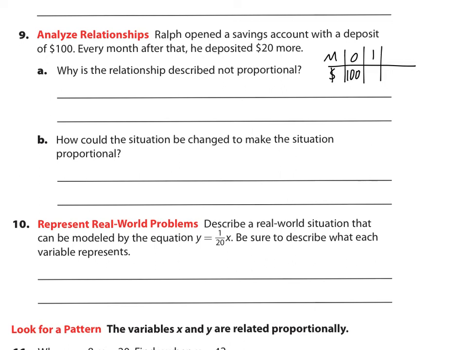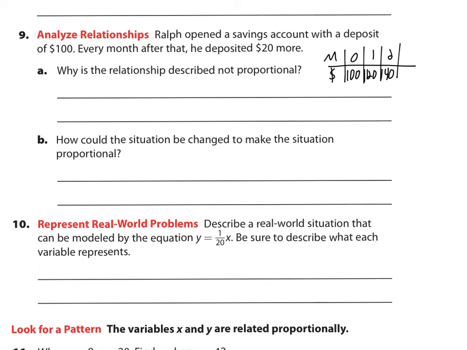After 1 month, 120. After 2 months, 140. All right. So is that proportional? No. For 2 different reasons. First off, 1 times 120 is 120. 4 times 120 is 240, not 140. So our ratio didn't stay constant.